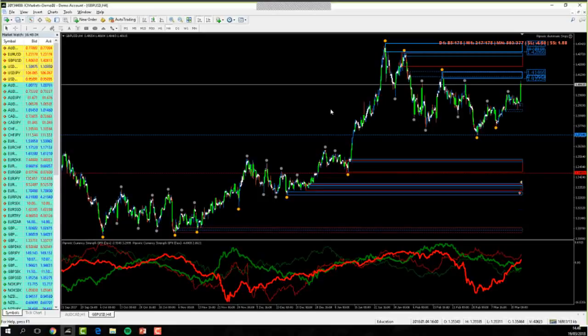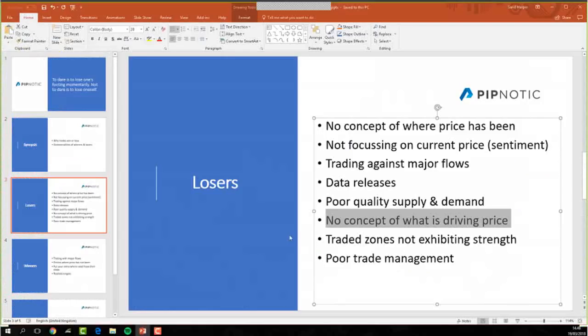You know what? He's absolutely killing it. He's doing so, so well. Why? Because his risk reward is in order. He's paying attention to the major flows, which enables him to what? To do this.